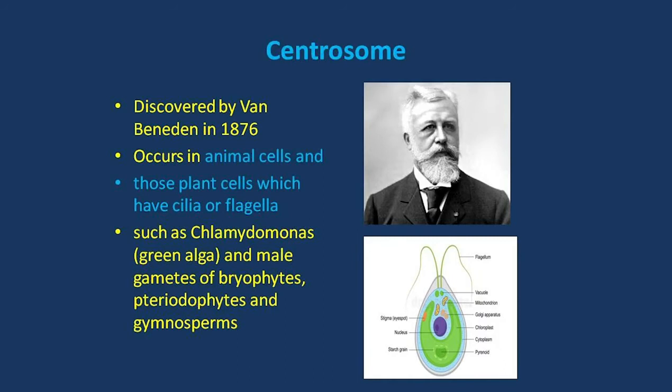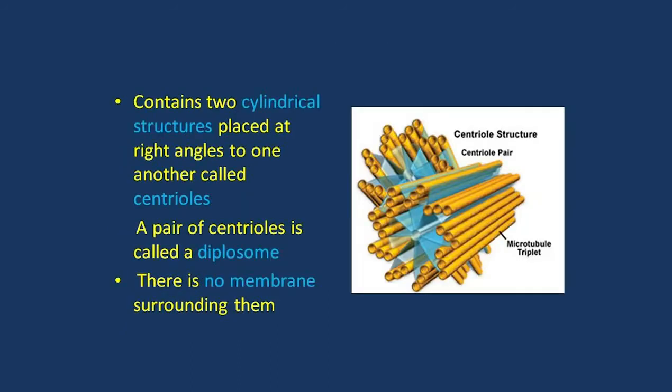Centrosome, discovered by Van Beneden. It occurs in animal cells and those plant cells which have cilia and flagella, such as the green alga Chlamydomonas and male gametes of bryophytes, pteridophytes, and gymnosperms, which are multiciliate. Centrosome contains two cylindrical structures placed at right angles to one another called centrioles. A pair of centrioles is called a diplosome. There is no membrane surrounding the centrioles.